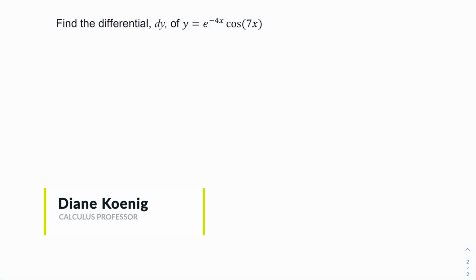Hello, and welcome to the video on how to find a differential dy of a function that is a product of two functions. Now, we've differentiated a product of two functions before, but it's always good to have more examples so that we get better and better at the process. This also has factors that are a composition of functions, so we'll also use the chain rule.